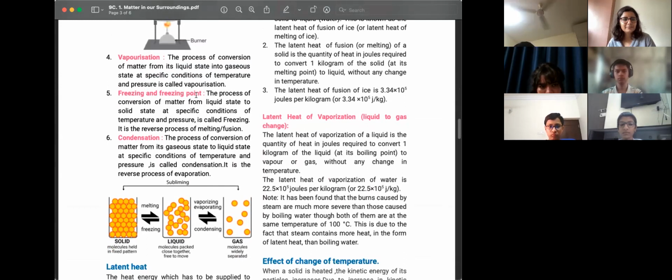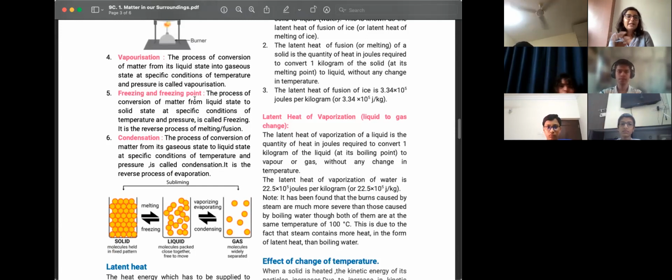Freezing and freezing point, same as melting point, but the process is reverse. Melt होना मतलब solid से liquid बन रहा है. Freeze होना मतलब liquid से solid बन रहा है. Another thing, the numerical value of freezing point and melting point is the exact same. So अगर ice, पानी, water का melting point is 0 degrees Celsius, its freezing point is also 0 degrees Celsius only.